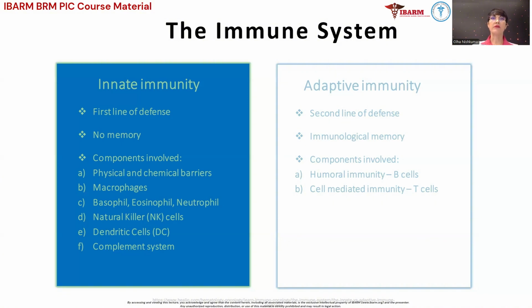Cellular components, phagocytes. Cells such as neutrophils and macrophages engulf and digest pathogens. Natural killer cells destroy virus-infected cells and tumor cells. Dendritic cells capture antigens and present them to T cells, bridging innate and adaptive immunity.